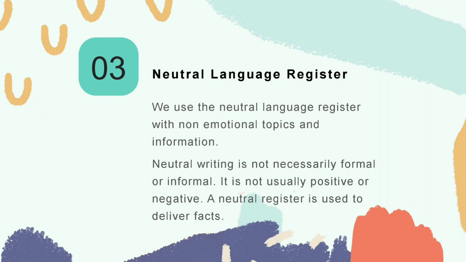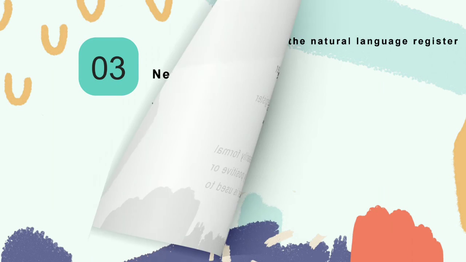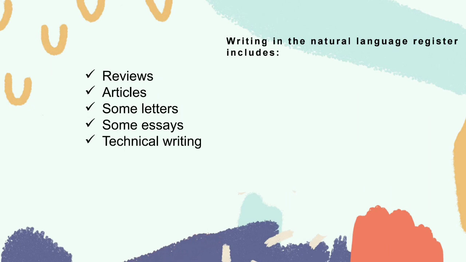We use the neutral language register with non-emotional topics and information. Neutral writing is not necessarily formal or informal. It is not usually positive or negative. A neutral register is used to deliver facts. Some writings are written in a neutral register. This means they are not specifically formal or informal. Writing in the neutral language register includes reviews, articles, some letters, some essays, and technical writing.